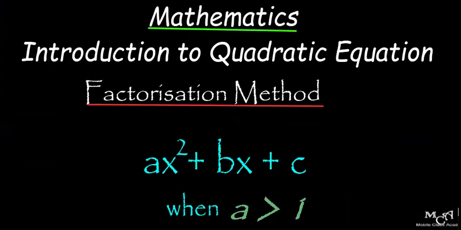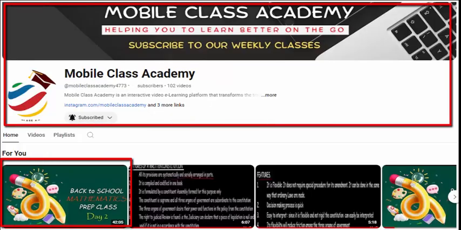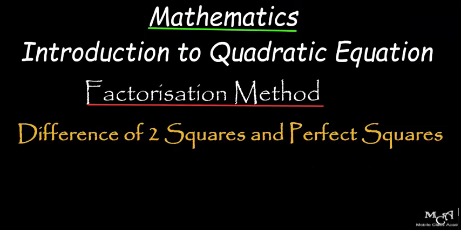On day 2, we discuss when the value of a is greater than 1. We walk through different scenarios and examples, and we make sure that no stone was left unturned in applying that formula to solve quadratic equation. Now this is day 3 and we are looking at difference of 2 square and perfect square. What do we mean by difference of 2 square? We are going to explain this in detail, but firstly, what is a square?